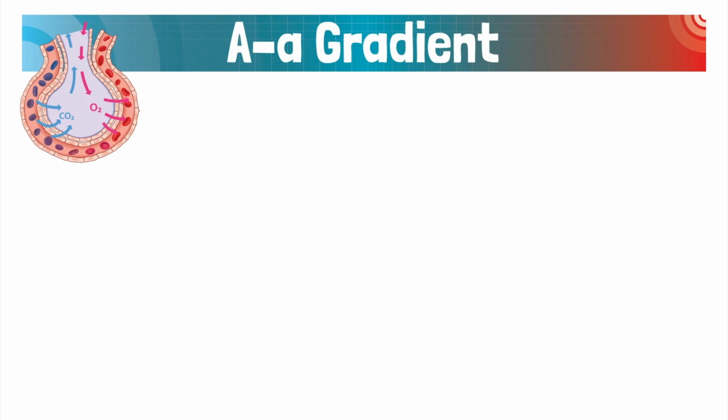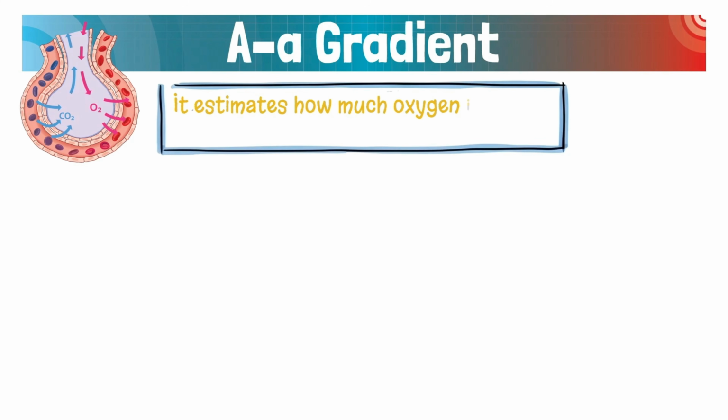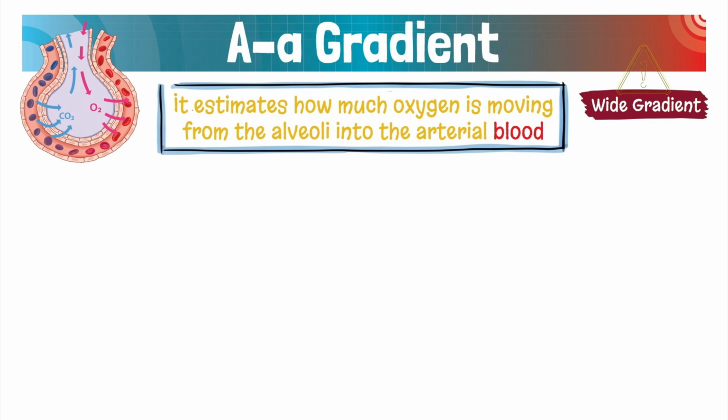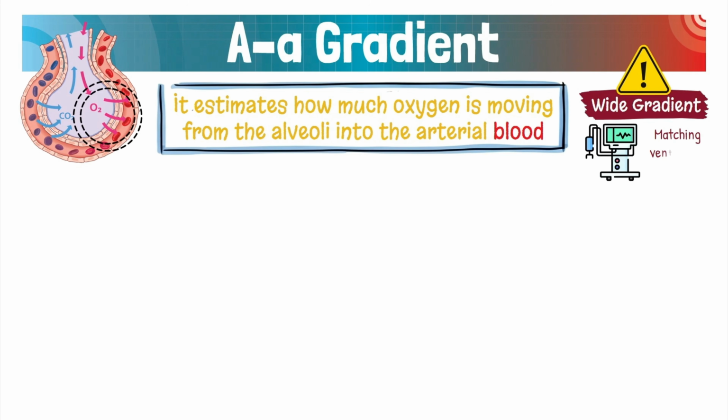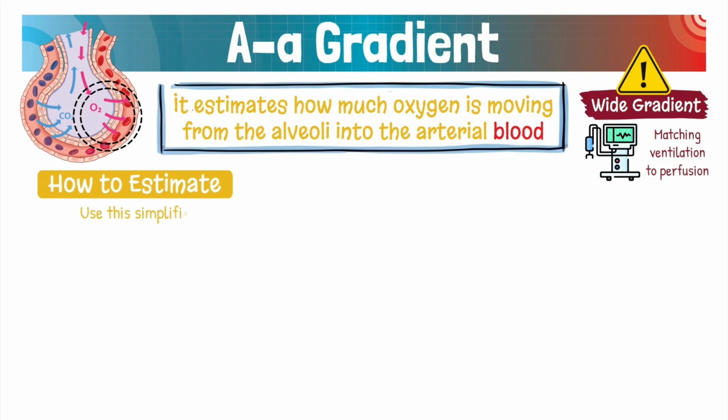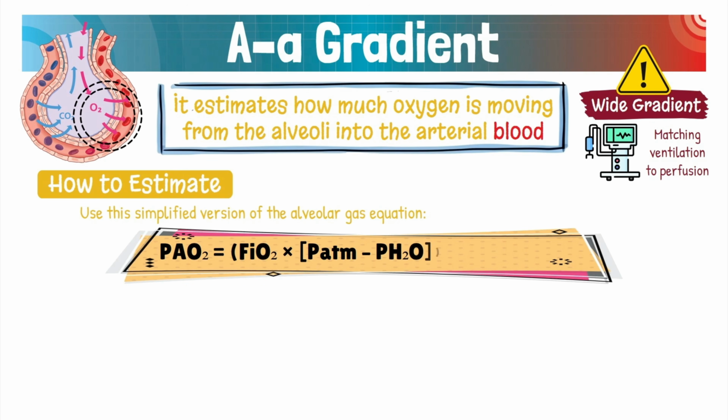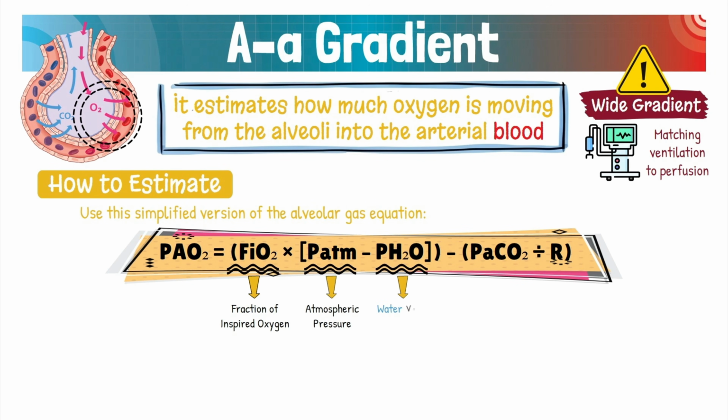AA gradient. The alveolar-arterial gradient, or AA gradient, estimates how efficiently oxygen is moving from the alveoli into the arterial blood. A widening gradient indicates a problem with oxygen transfer across the alveolar capillary membrane or with matching ventilation to perfusion. To calculate the AA gradient, we use a simplified version of the alveolar gas equation. The alveolar oxygen pressure, or PAO₂, equals the fraction of inspired oxygen multiplied by the difference between atmospheric pressure and water vapor pressure, minus the carbon dioxide divided by the respiratory quotient.